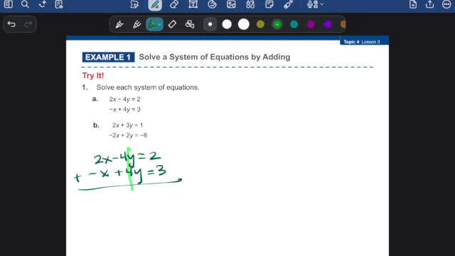You want the variable to have the same coefficient and opposite signs. That means if you add them together, they will cancel out. So 2x's minus 1x is 1x. That's 0 equals 5. So we already have our x value. Plug that into one of the equations. Let's do the first one.